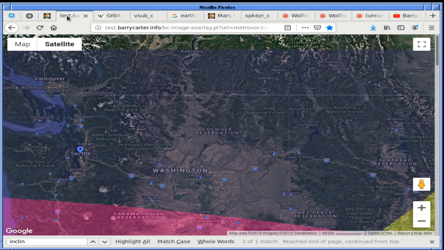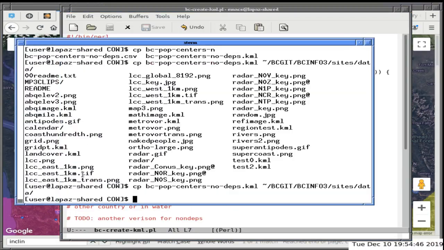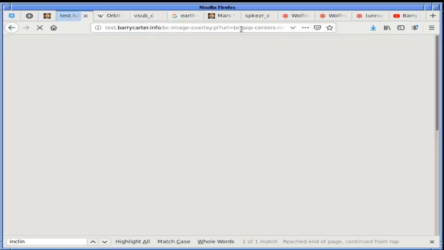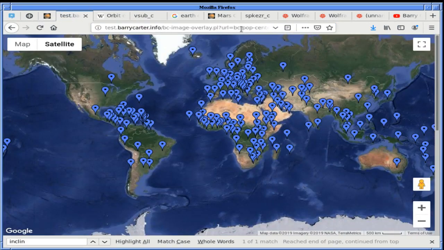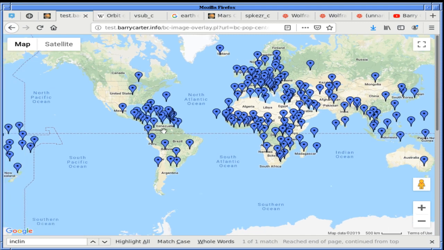And let's go ahead and get, oh, this is actually on the right page even. Okay, so now we just need to change Metrovore to whatever I called it, which was some name that's longer than it should be. Okay, BC pop centers, no depths, KML. And will this work? I don't know. You tell me. Okay, interesting. And I want to go back to the map here. So did it work? I don't know. Maybe.